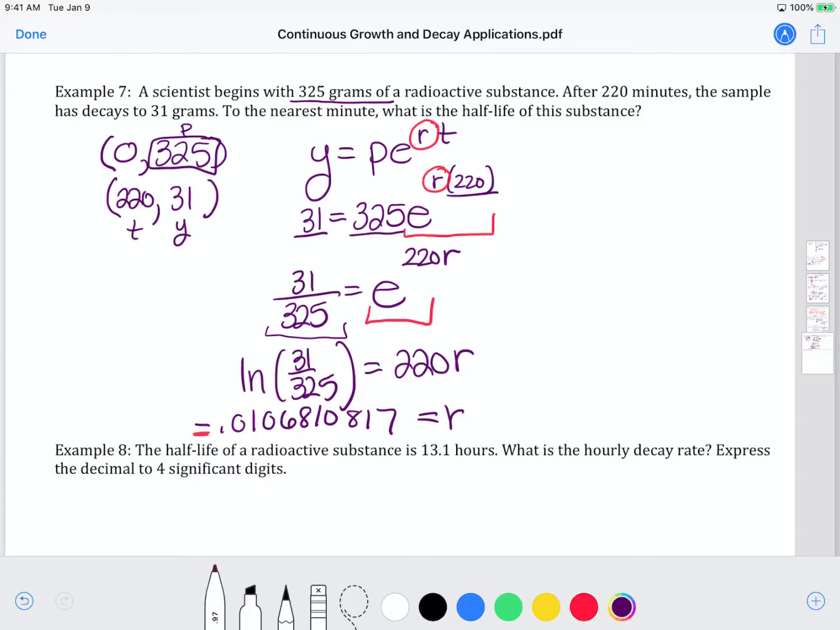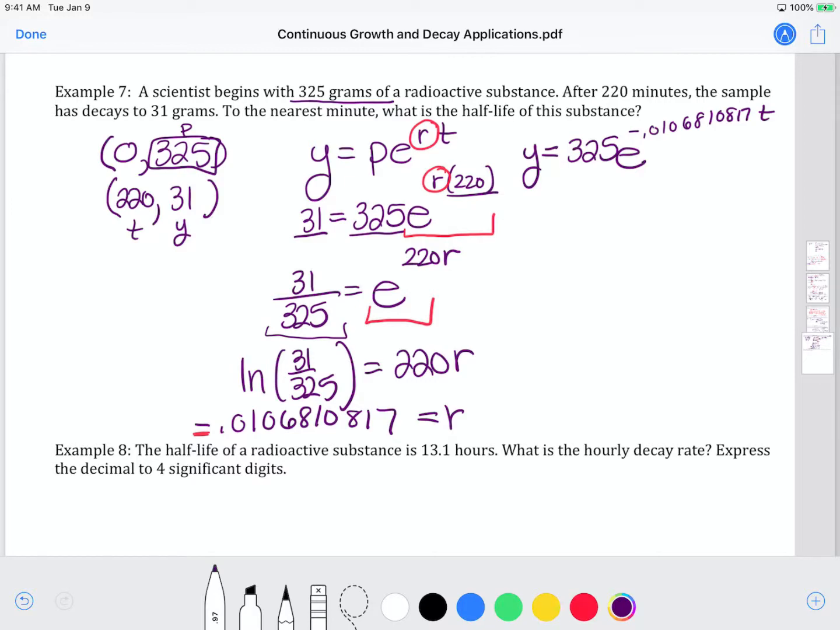So, my formula with my r is y is equal to 325, which is my initial amount, e to the power of rt, and we said that r was negative 0.0106810.817 t.